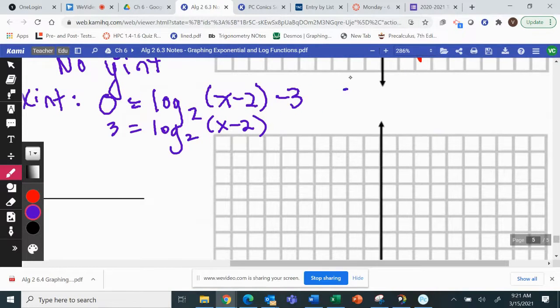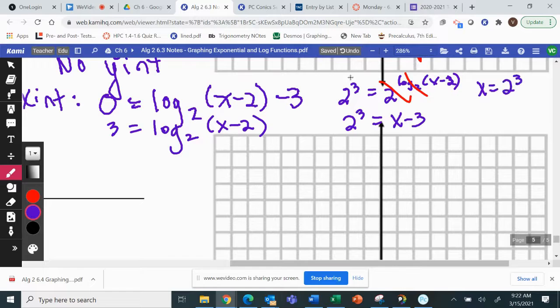2. So we're going to do 2 to the 3 equals 2 to the log base 2 of x minus 2. There's too many 2's. That's how I cancel out log base 2, I do 2 to the. So now I have 2 to the 3 equals x minus 3. So how do we get x by itself? Add 3. So I have 2 to the 3 plus 3. I have 8 plus 3.